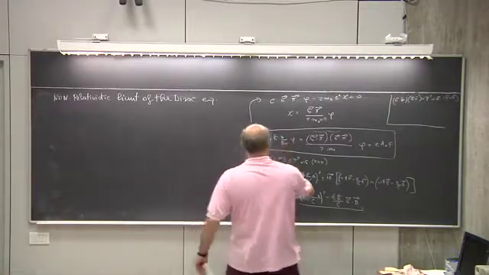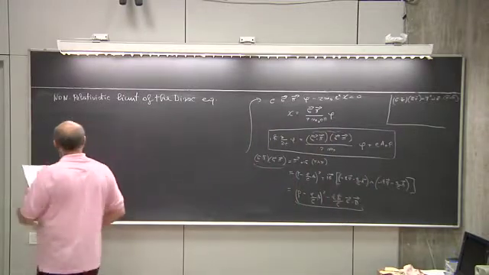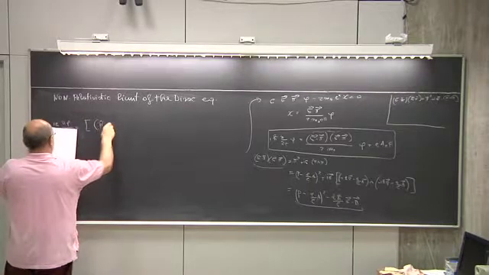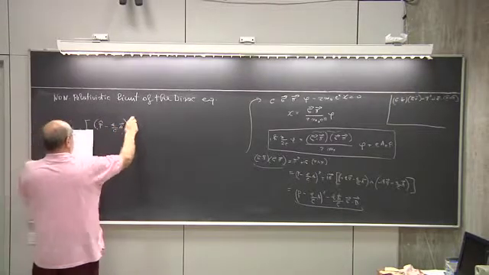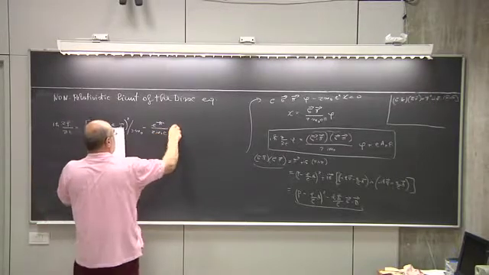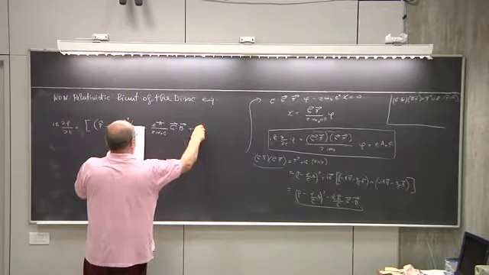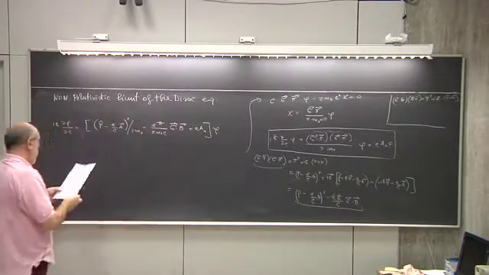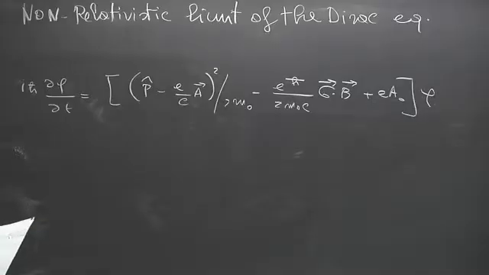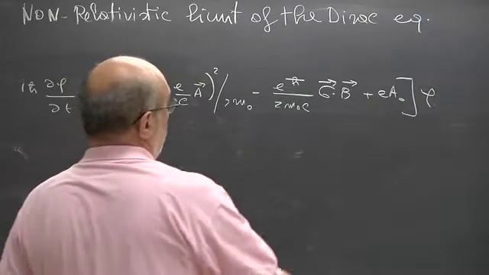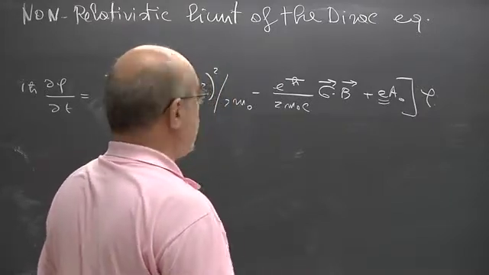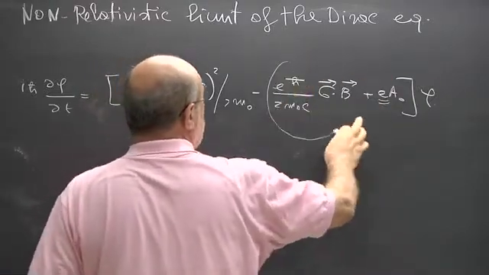Okay, so now this equation, we replace into this equation this expression, and what we get is the following: iħ dφ/dt equals (P minus eCA) squared over 2M0 minus eħ over 2M0C sigma dot B plus eA0 φ. Okay, so this is the non-relativistic version of the Dirac equation in interaction with an electromagnetic field. And you see, it is a charged particle. What we get is a charged particle, but that we knew, we put in a charged particle in order to interact with the electromagnetic field.